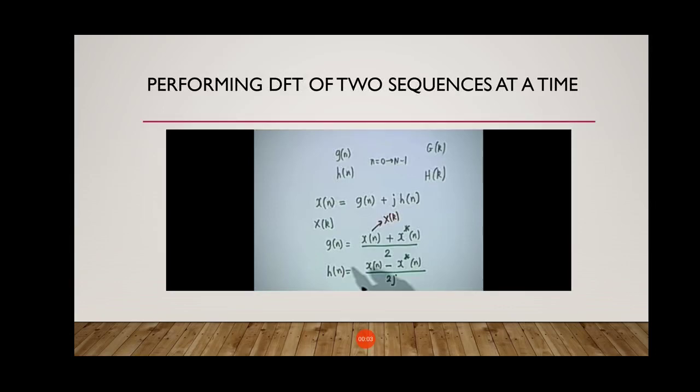Today's topic is performing DFT of two sequences at a time. So, say for example, we need to find the DFT of g(n) and h(n), two signals, at a time. That means by only computing an N-point DFT, we will be able to find the DFT of g(n) and h(n) separately. So how do we do that?